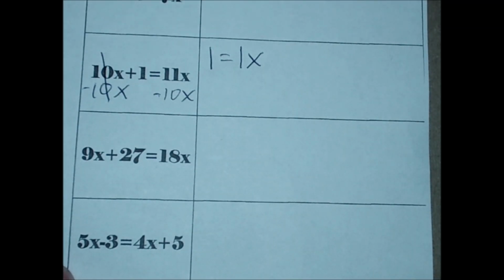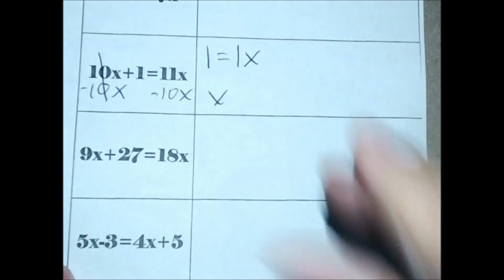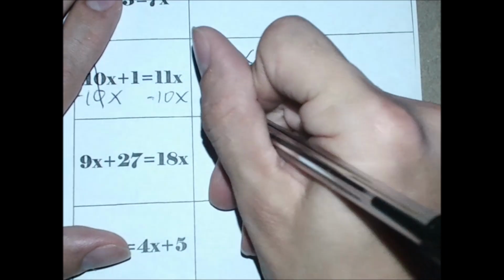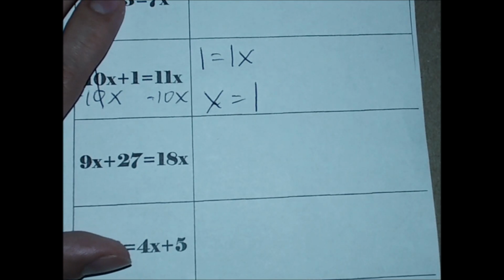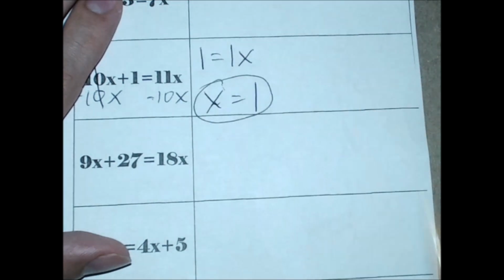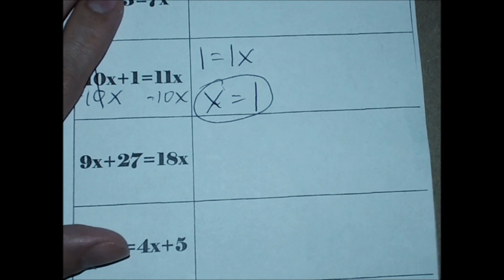Now, what do I do from here? I could divide. What am I going to divide by, though? You could divide by 1, but that really doesn't do anything, right? 1x is already technically x. So, the answer is already there. X equals 1. 1x is the same as x, because if you have x, it implies that there's 1x there. Okay? That's your answer. Alright?